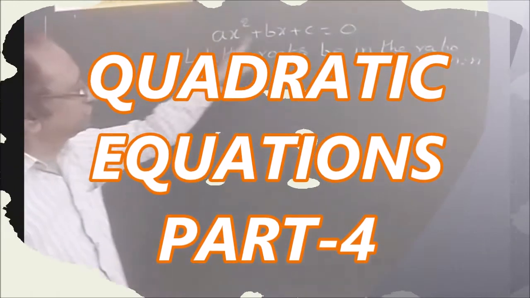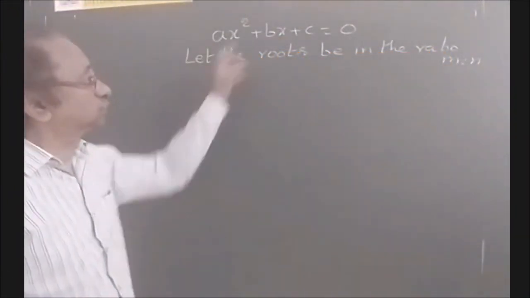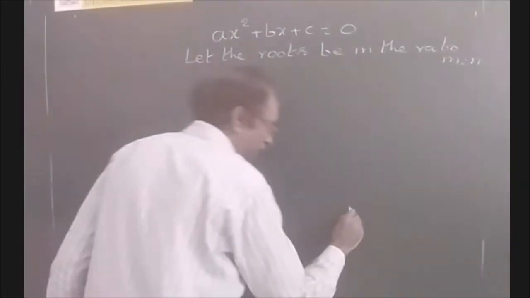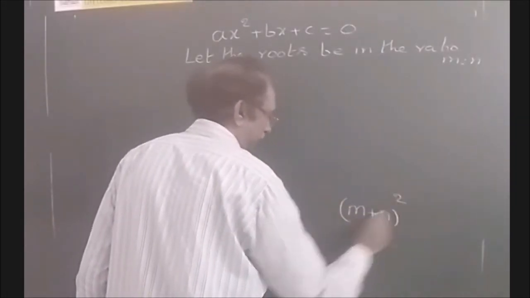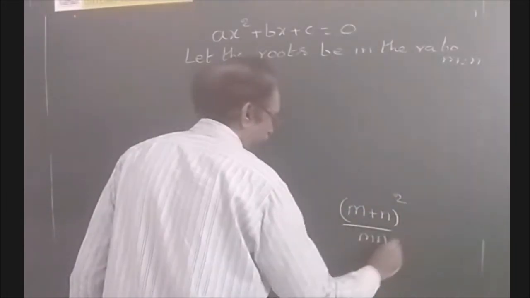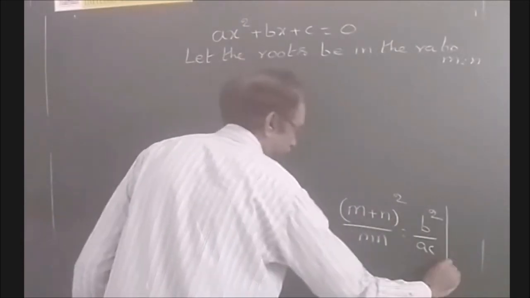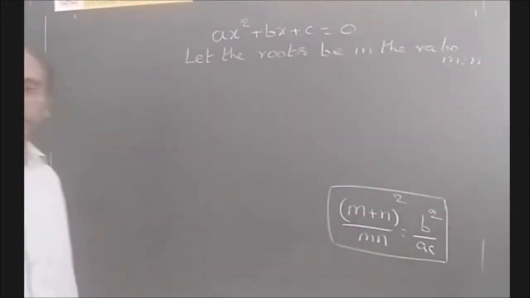What is the relation between the quotients and the numbers m and n? Now finally, I am going to prove that (m plus n) whole square by mn is equal to b square by ac. So this is the result I am going to prove.